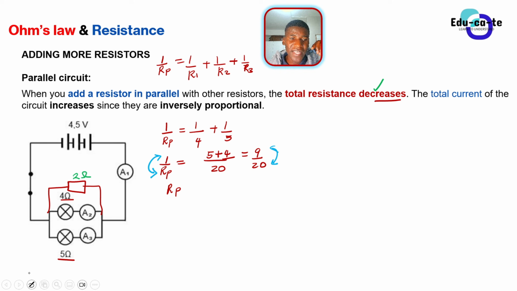I've explained this further in my video on series and parallel circuits. So here my R parallel will be 20 over 9, which will be 2 point something, whatever follows. And then it will be measured in ohms. That's my initial result, when I was just counting this 4 ohm and this 5 ohm resistor, this was my total resistance of this parallel circuit.